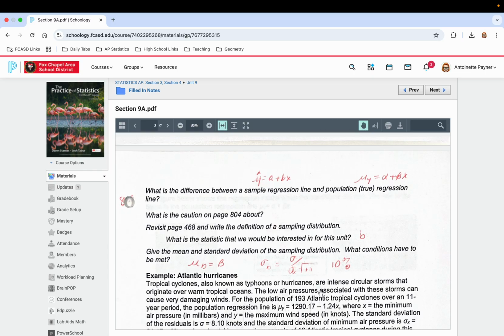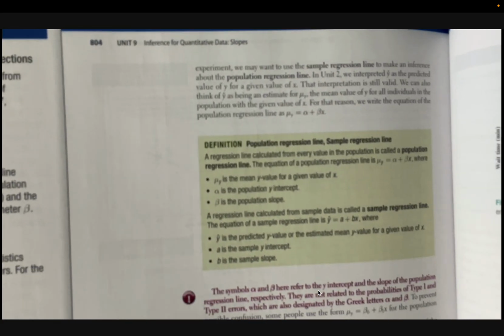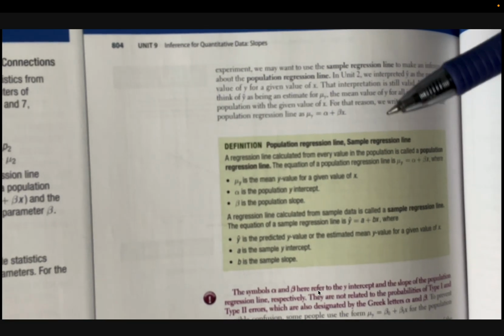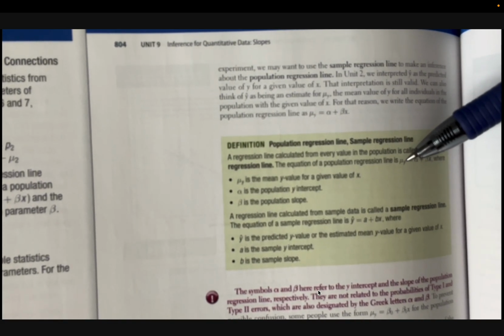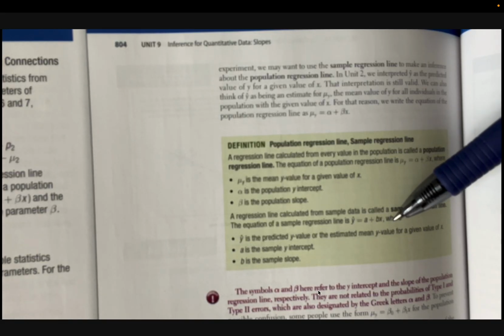So again, the idea is that when we were in Unit 2, we were just looking at the sample regression line. And now in this unit, we're thinking about the population regression line. So here's your sample one from last unit: y hat equals a plus bx.